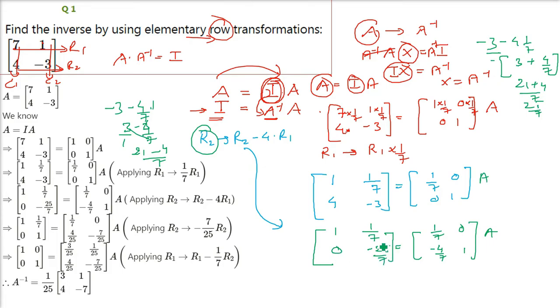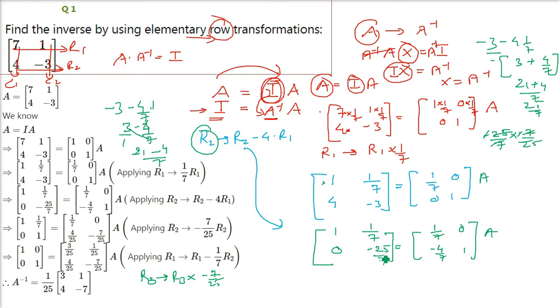Let us make one more 1. This minus 25 by 7 has to be made as 1. But remember, whenever you are doing any kind of transformation, the 1 and 0 which you already made should not change. So we will multiply the row 2, because it is minus 25 by 7. If you multiply it by minus 7 by 25, minus minus will be plus, 25 gets cancelled, 7 gets cancelled, you get 1. So the whole of the second row, that is row 2, we are multiplying. It's not row 3, it's row 2. There is a slight correction. Row 2 will multiply by minus 7 by 25.